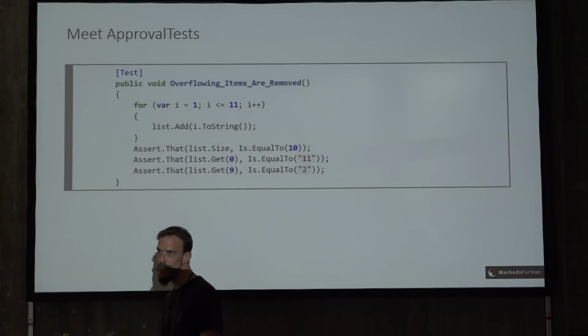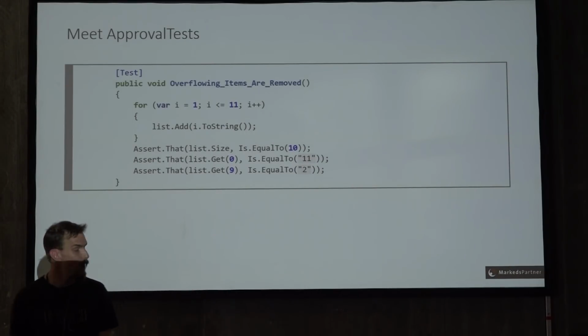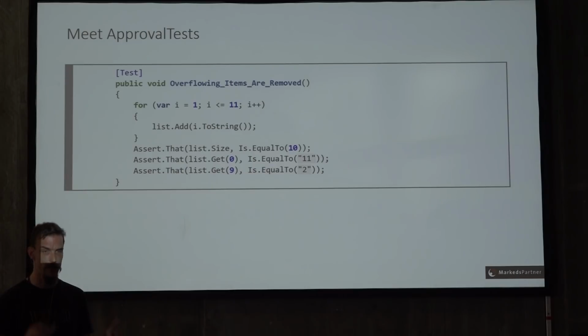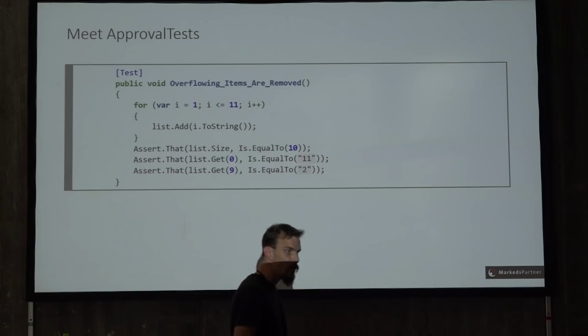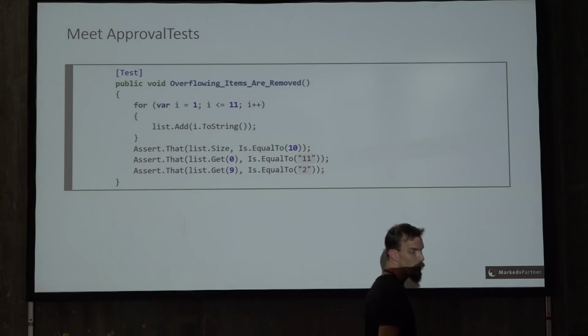So say I have this test for my recently used list, where I don't have that many asserts, but I have the assert that after adding 11 items, the list should still only have 10 items in it. Should probably not be standing too close to that one. And I can check what the topmost item is, and I can check what the bottommost item is.